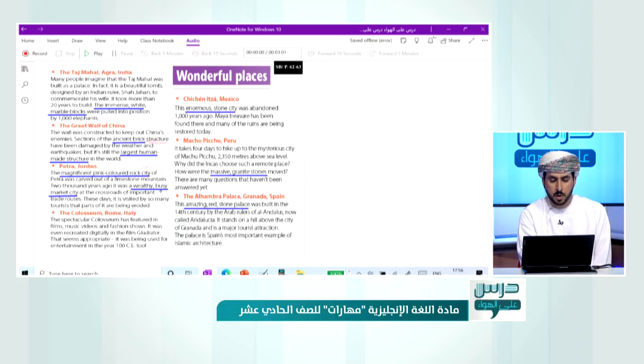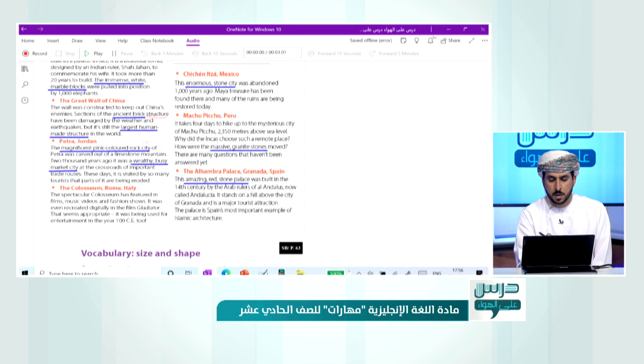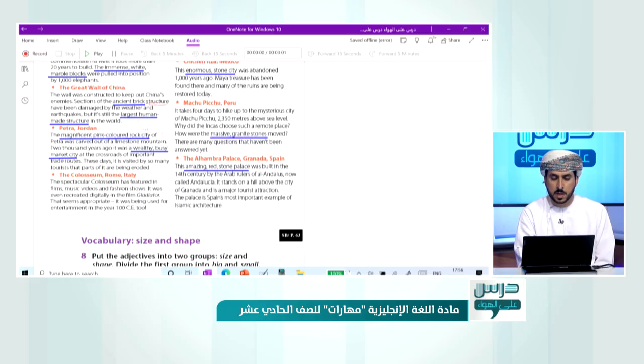Here we have a group of what? Of adjectives. Also, we have enormous, enormous stone, city. And as we mentioned before, enormous means what? Very, very big. Stone, city. Here we have massive, granite, stones. Massive also means very big.